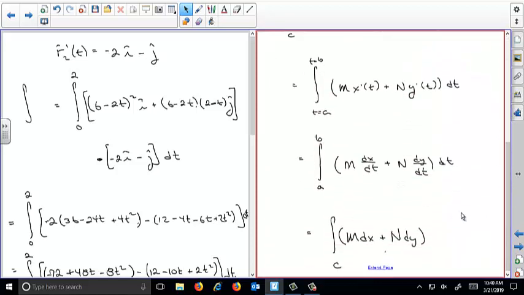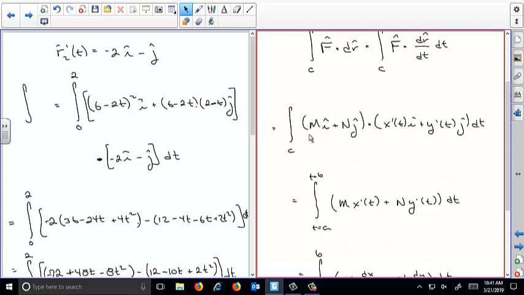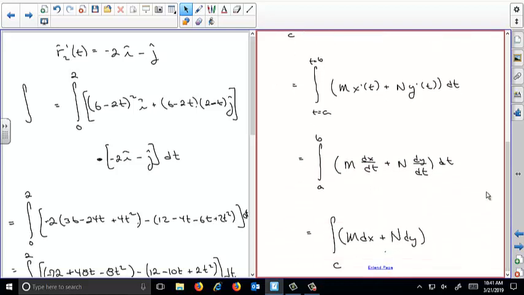So you can solve these problems two ways. And what is M? M is just the x component of the field vector, and N is the y component of the field vector. And so in this case, you don't have to convert them over to parametric form, which can be useful at some points.